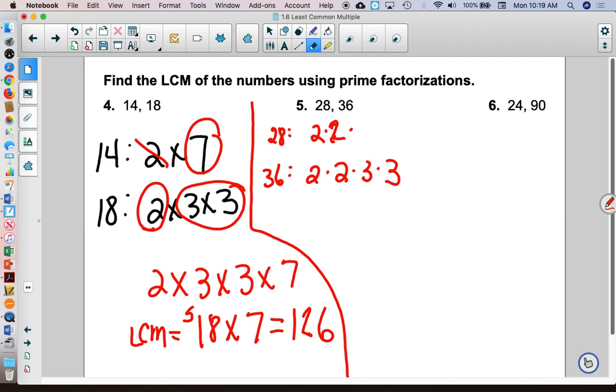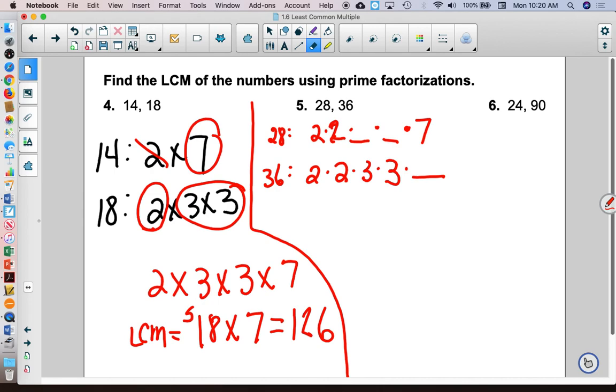Do I have any 3's in the prime factors of 28? No. Nope. Do I have a 7, right? That was my last one. Okay. Do I have a 7 in the prime factors of 36? No. So I just simply draw a line. It's a placeholder. I don't have any, but I know I had to look at it.